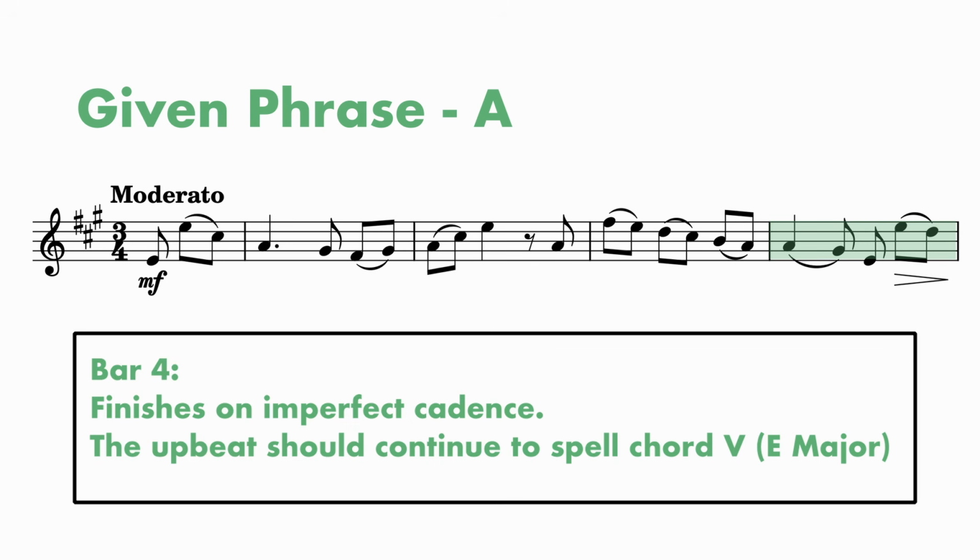The upbeat should continue to spell the chord of 5 or 5/7. The notes involved will be E, G sharp, B or D. I went with 5/7. I kept the octave leap, E to E, that we were given in the opening anacrusis, and then I went down by step to the D note. An important thing to realise is that this D note has a strong tendency to want to go down further by step. So I know already that the first note of my A1 phrase, which is the next phrase coming up, is going to be C sharp.